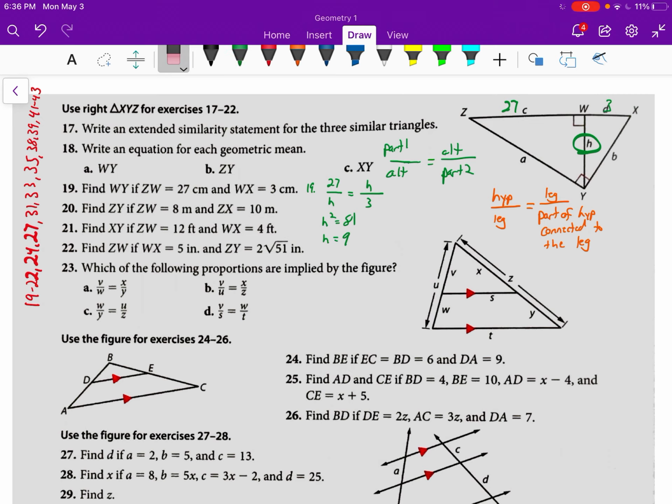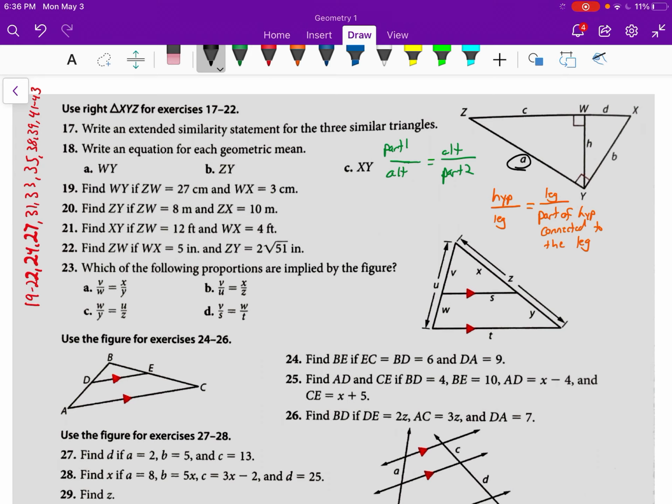All right, we're going to erase those measurements for now. We're actually even going to erase this question, so we have room for the others. Again, hopefully you're doing this on another sheet of paper. Now, number 20 says find ZY. So ZY, that's this one. That's A.